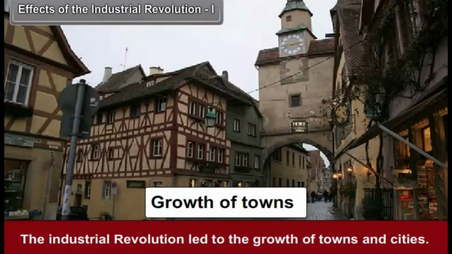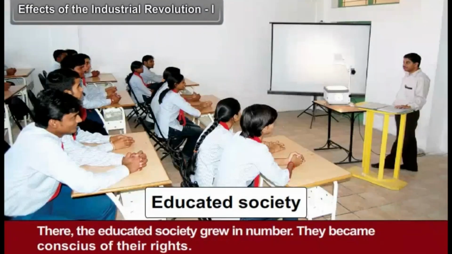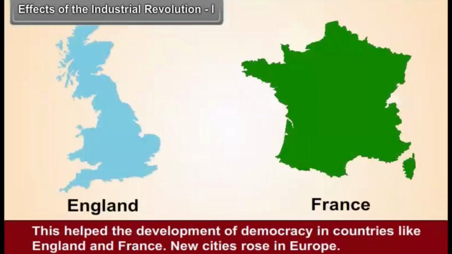The Industrial Revolution led to the growth of towns and cities. There, the educated society grew in number. They became conscious of their rights. This helped the development of democracy in countries like England and France.